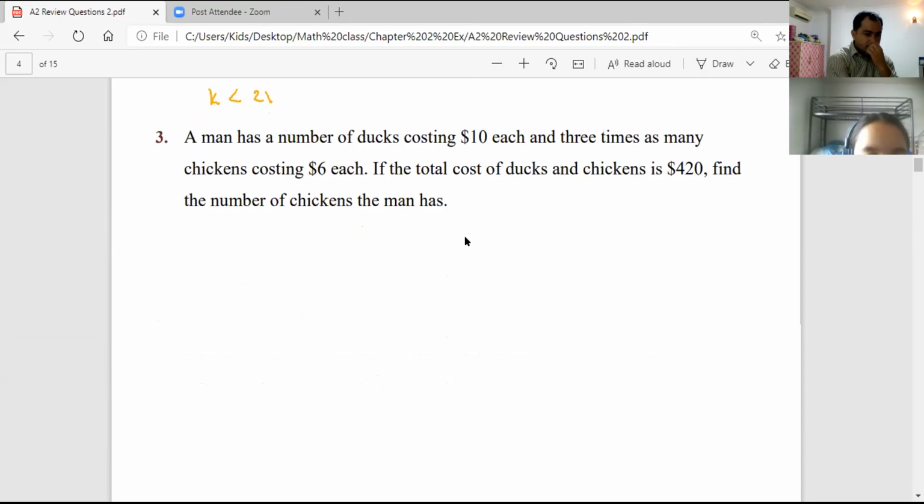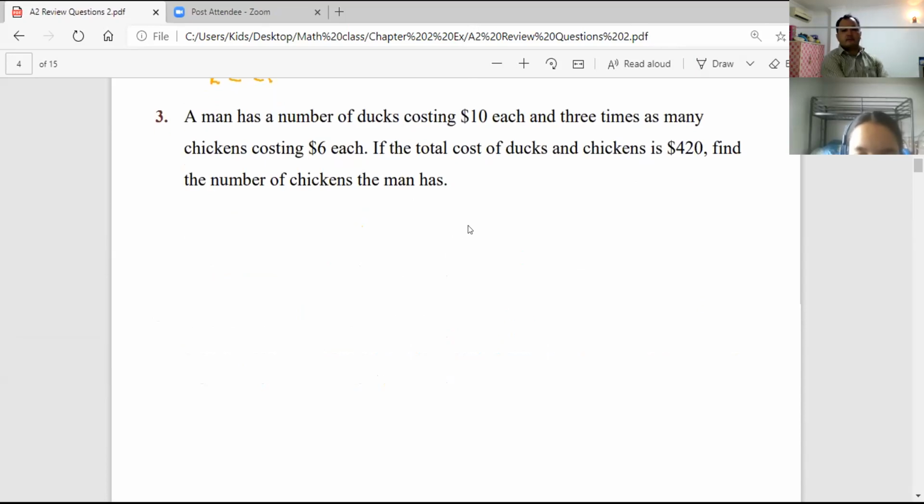Okay. A man has a number of ducks costing $10 each, and 3 times as many chickens costing $6 each. If the total cost of ducks and chickens is $420, find the number of chickens the man has. Okay, $10, 3 times. That shouldn't be hard.